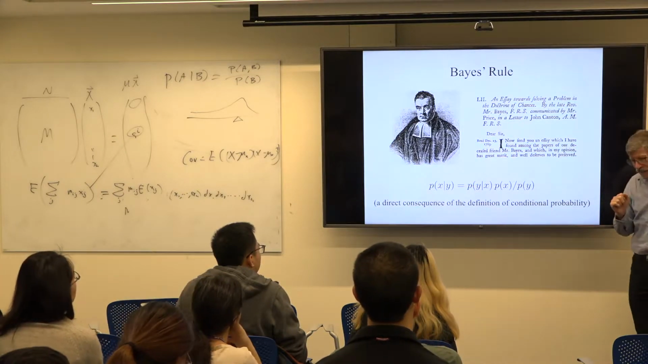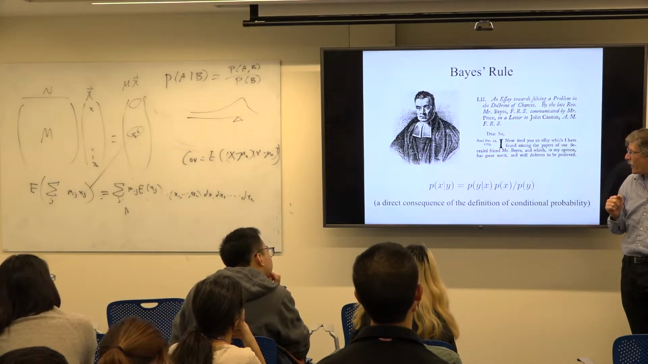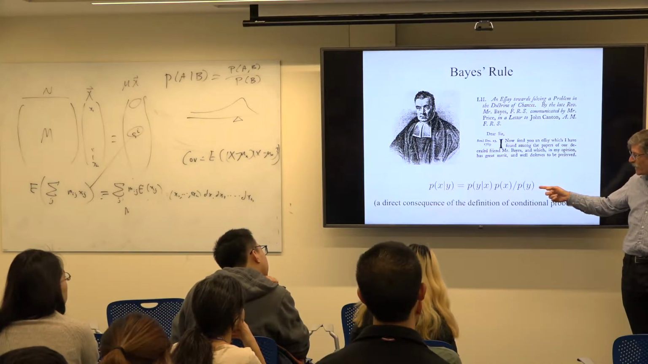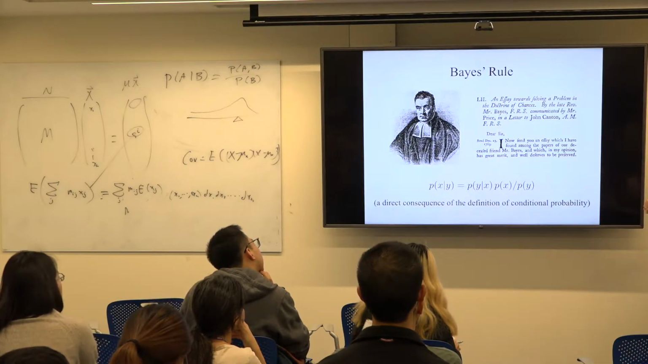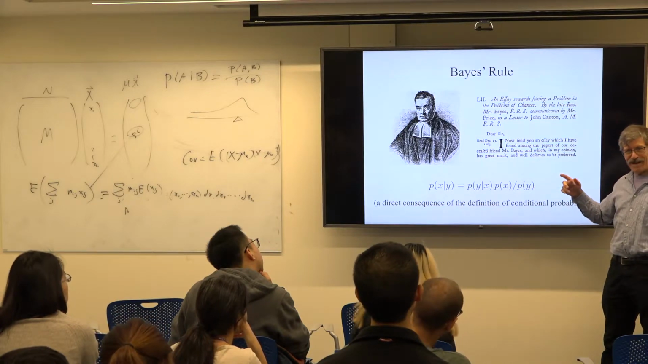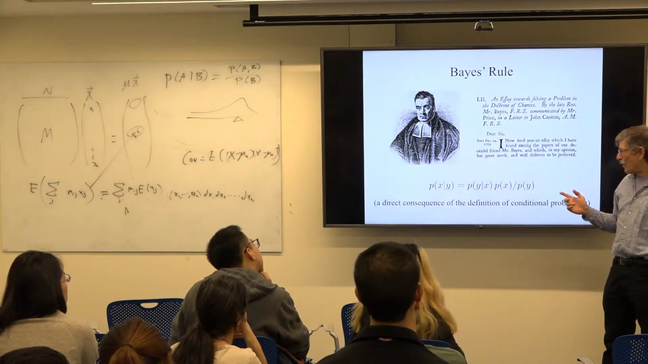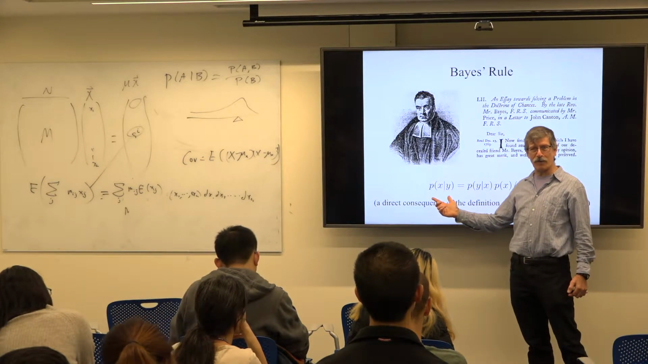How do we manipulate conditionals? We manipulate them typically using what's called Bayes' rule. This is Bayes' rule. And I'm going to prove it to you on the next slide. But first of all, why is this so important? What it allows you to do is, suppose there's some conditional probability you're interested in.